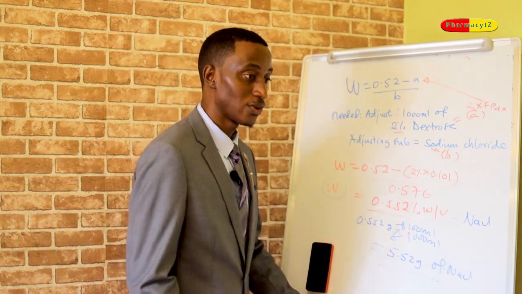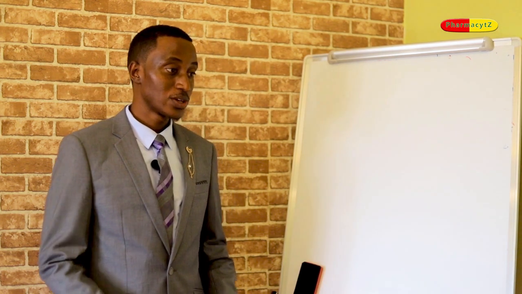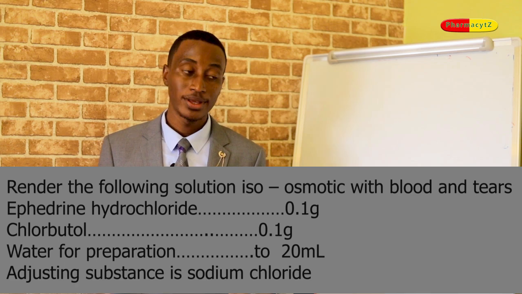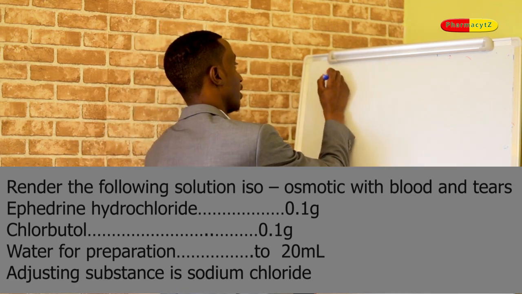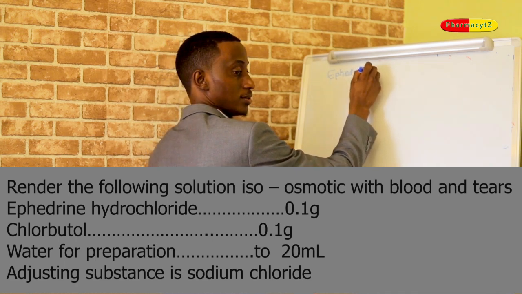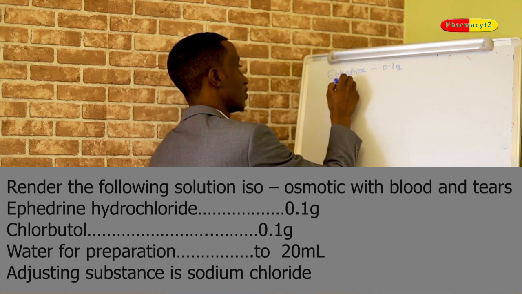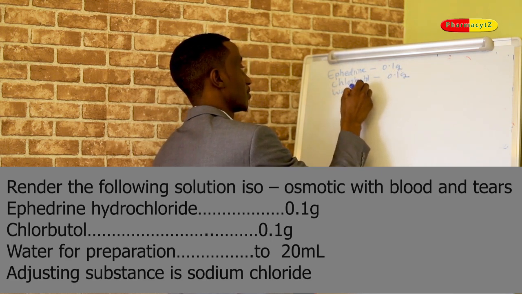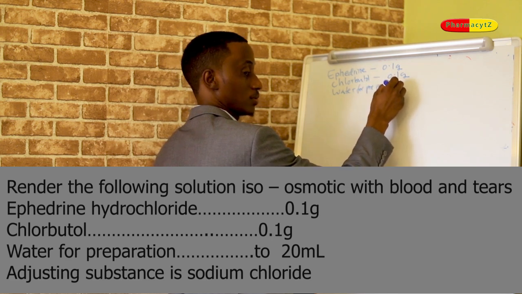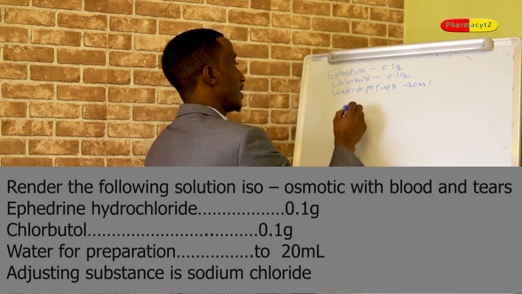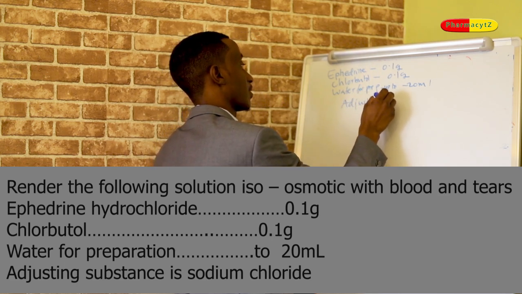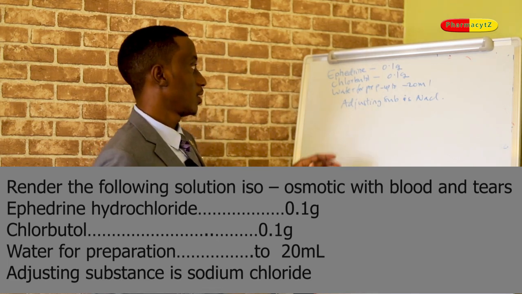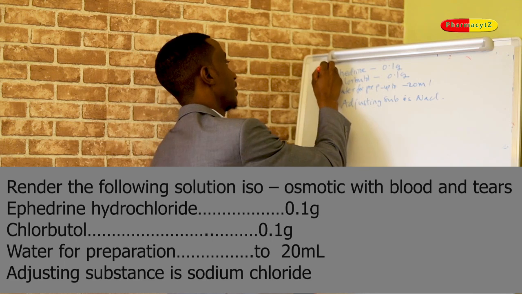Let's consider the next example before we finish this session. We will have to render the following solution iso-osmotic with blood and tears. This is a solution of ephedrine hydrochloride and chlorbutol in water. We have ephedrine, 0.1 gram. Then we have chlorbutol, 0.1 gram. Then we have water for preparations, which should be added up to 20 mL. The adjusting substance is sodium chloride. So this solution here is not isotonic.